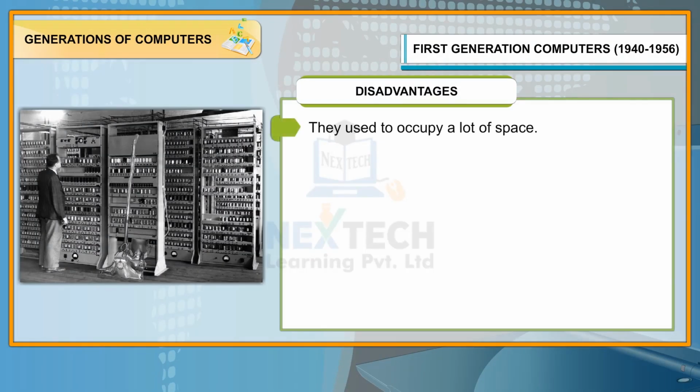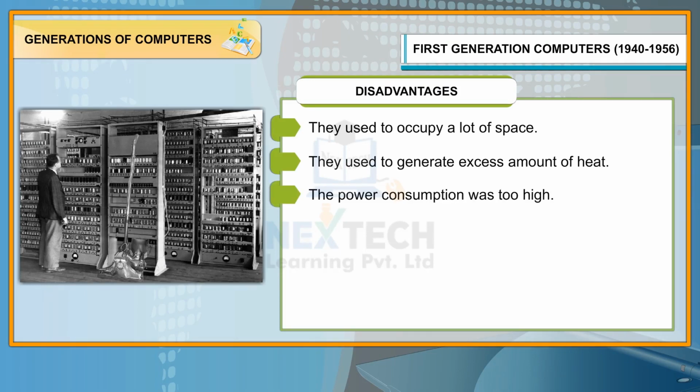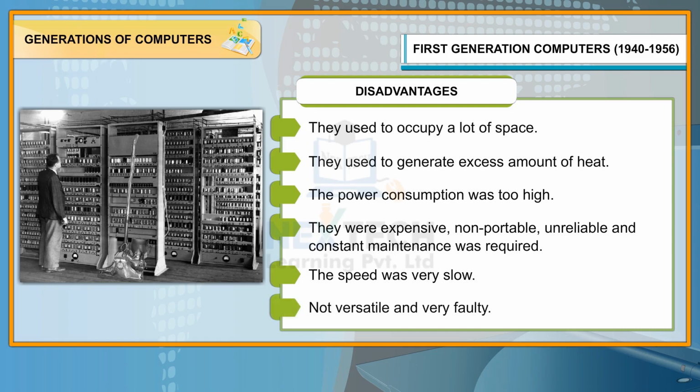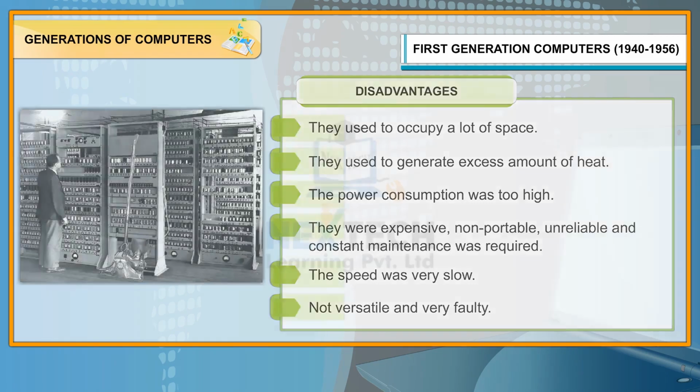Disadvantages: they used to occupy a lot of space. They used to generate excess amount of heat. Their power consumption was too high. They were expensive, not portable, unreliable, and constant maintenance was required. Their speed was very slow, not versatile, and very faulty.